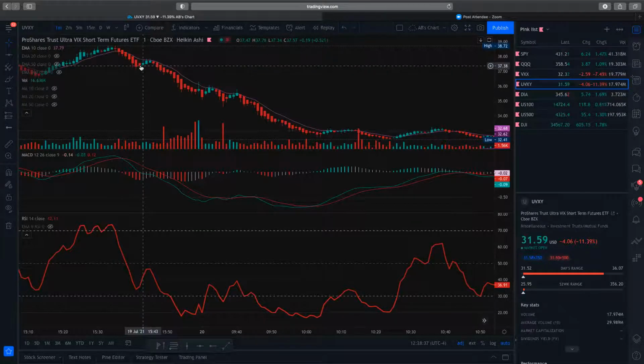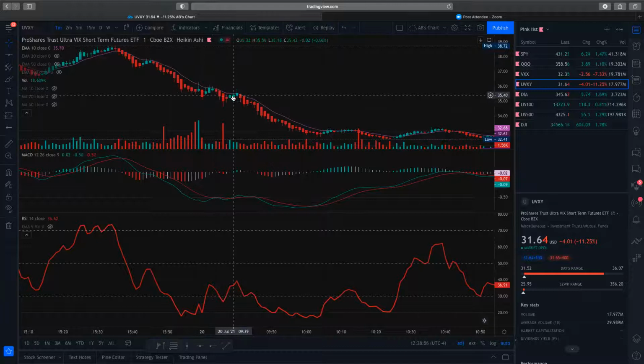Let's run this down. Okay, I'm going to get out here and get back in here. I'm going to get out here and get back in here. And you don't have to ride that out. You can just scalp these and get out when you see a candle you don't like. You don't absolutely have to ride this out. I'm just saying if you want to, it's a little clearer how to stay in and when to get out.